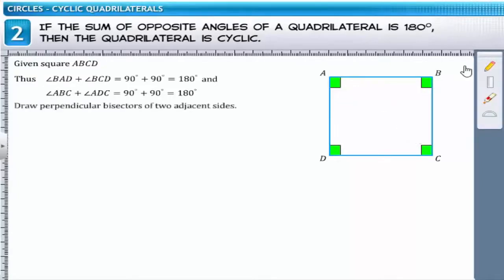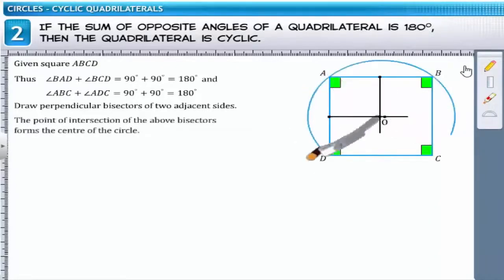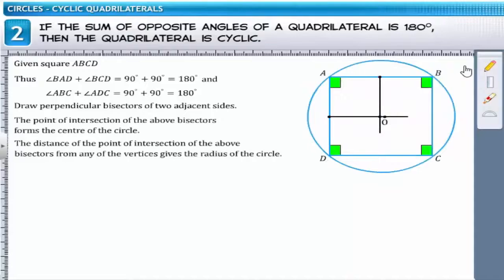If we draw perpendicular bisectors of sides AB and AD, we find that they intersect at a point O. If we draw a circle with center O and radius equal to OA, we find that the circle contains all the vertices of the given quadrilateral. Through simple construction, you can also illustrate that a quadrilateral is cyclic if the sum of at least one pair of its opposite angles is equal to 180 degrees.